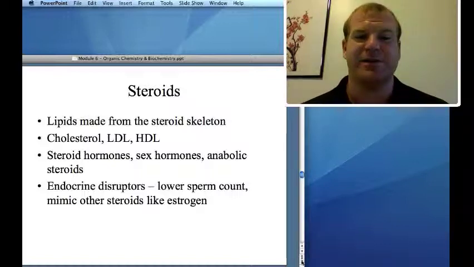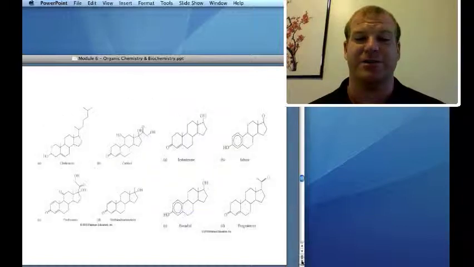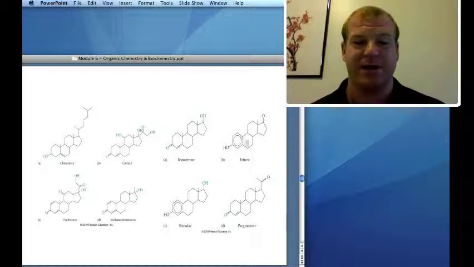What else are steroids used for? So certain hormones, sex hormones for instance, and certain steroids can be endocrine disruptors. What they do, they lower sperm count, and they also can mimic other steroids like estrogen. So let me show you the pictures. And you see here's cholesterol, and it has a very similar skeleton. You see these all have these same shapes. And you can see here, testosterone, the male sex hormone, and here at the bottom, the female sex hormones.